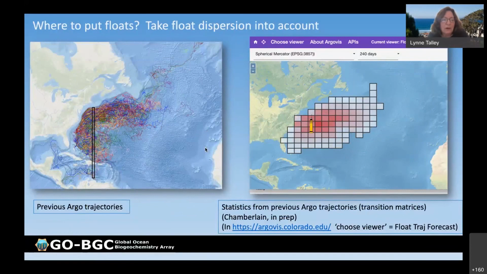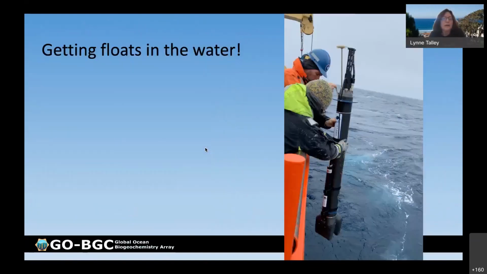It's great that we have the whole Argo array ahead of us prior to us. On the right, you can use prior Argo trajectories to get a PDF, a probability of where a given float may end up. This you can find in Paul Chamberlain's tool that's in the ArgoViz visualization and data management for Argo. So how do we get them in the water?